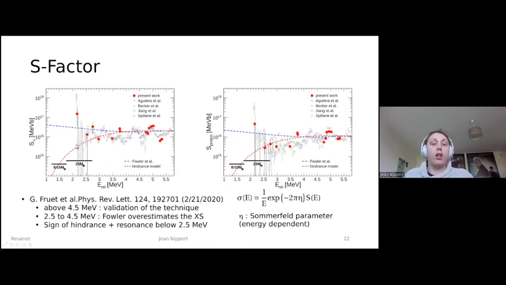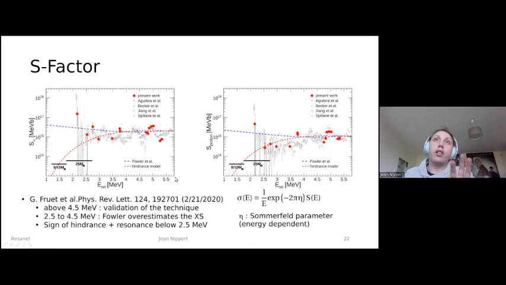I say that because we did a chi-square analysis with our results below 2.5 MeV, and it's in better agreement with the hindrance model plus resonances, which have also been claimed by STELLA, than for the Fowler model or for the hindrance model alone. So those are the STELLA results for this experiment.